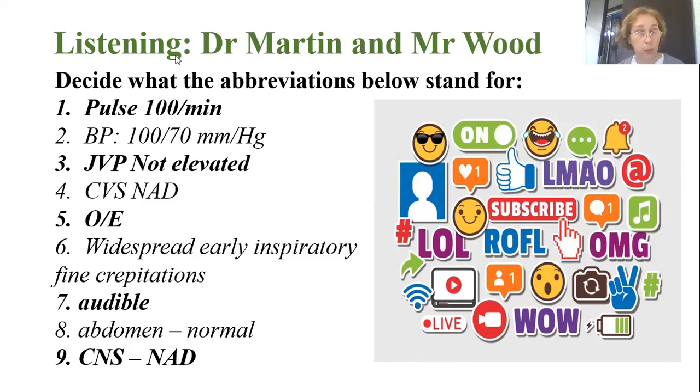Abu Ali, please, next one. Read number 6. Number 6 is whispered early inspiratory fine crepitations. What does crepitations mean? Pectoral crackling or grating sound around the lungs. Okay, yes. Thank you.